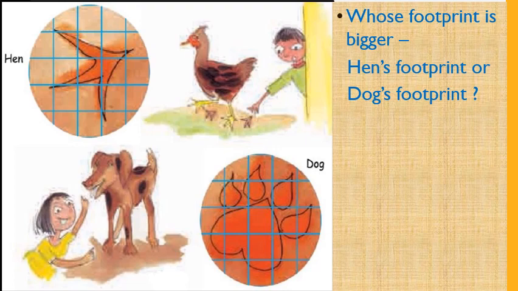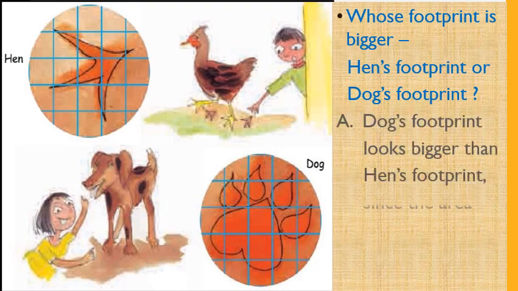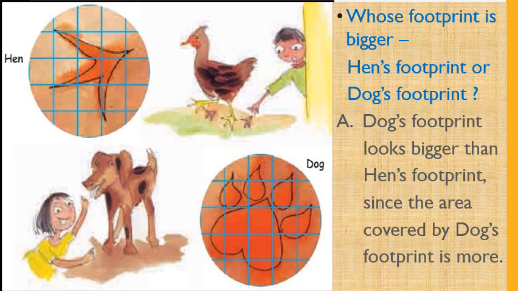In this picture, a footprint of a hen and a footprint of a dog is shown. Whose footprint is bigger? Hen's footprint or a dog's footprint? Children, naturally, a dog's footprint will be bigger than hen's footprint, since the area covered by dog's footprint is more than the area covered by the hen's footprint.